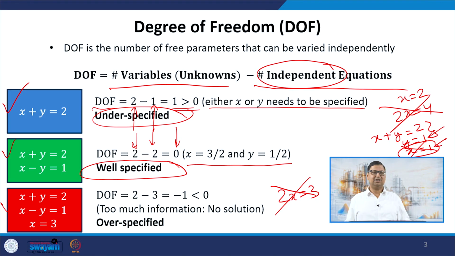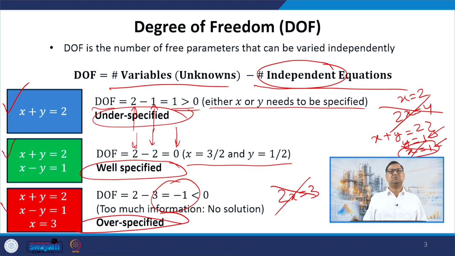So, we have three independent equations, but we have only two variables, right. And this gives a DOF of -1, which is less than 0. That means we have too much information given in the problem, and in this particular case, the problem does not have any solution. And you can see from here, if I add 1 and 2, we get 2x equal to 3. The third one gives me x equal to 3. So, clearly the third equation is conflicting with 1 and 2, and therefore, there is no solution in this problem, and we say that the system is over specified.